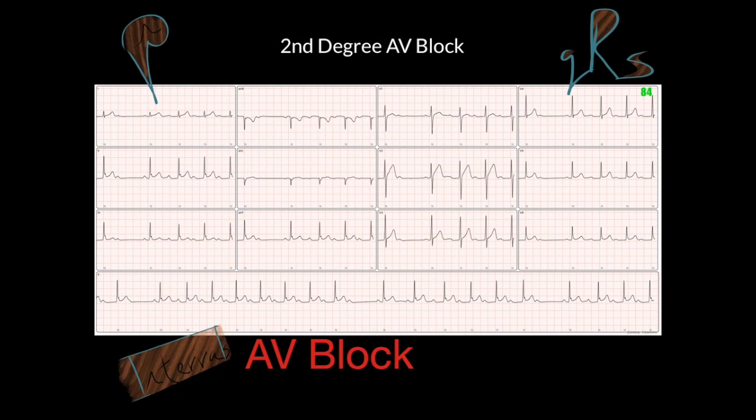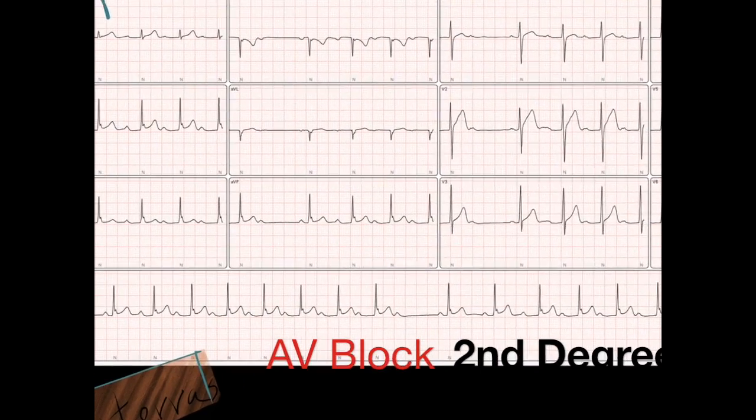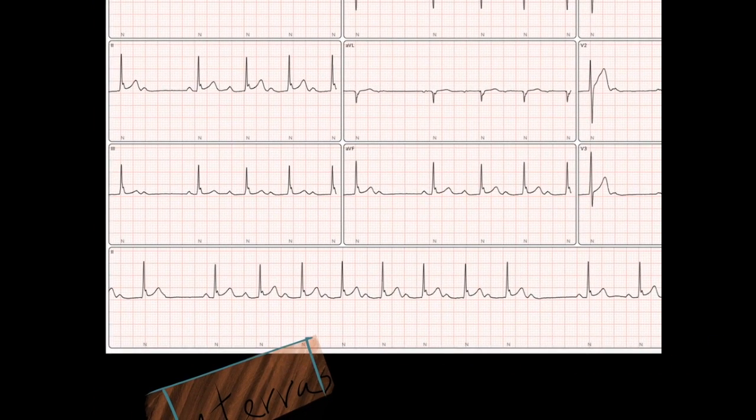Now in second degree AV block, most of the depolarizations are getting through the AV node, but periodically one gets blocked completely. This happens with two different patterns, type 1 and type 2. Here we see an example of an ECG of type 1. And in type 1, second degree AV block, there's a steady lengthening of the PR interval until there is a P wave with no QRS complex.